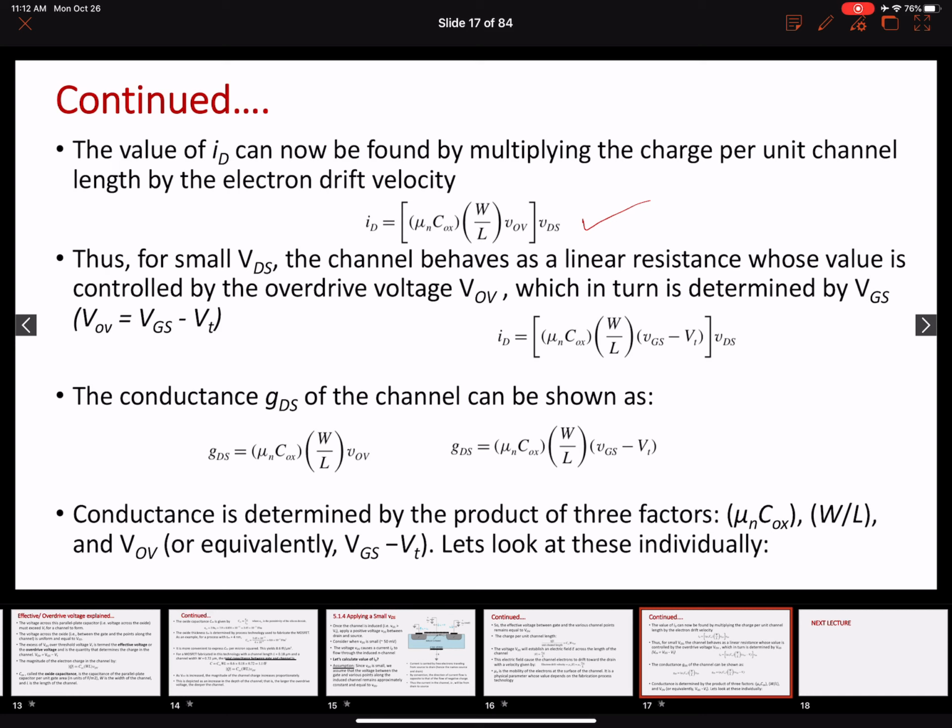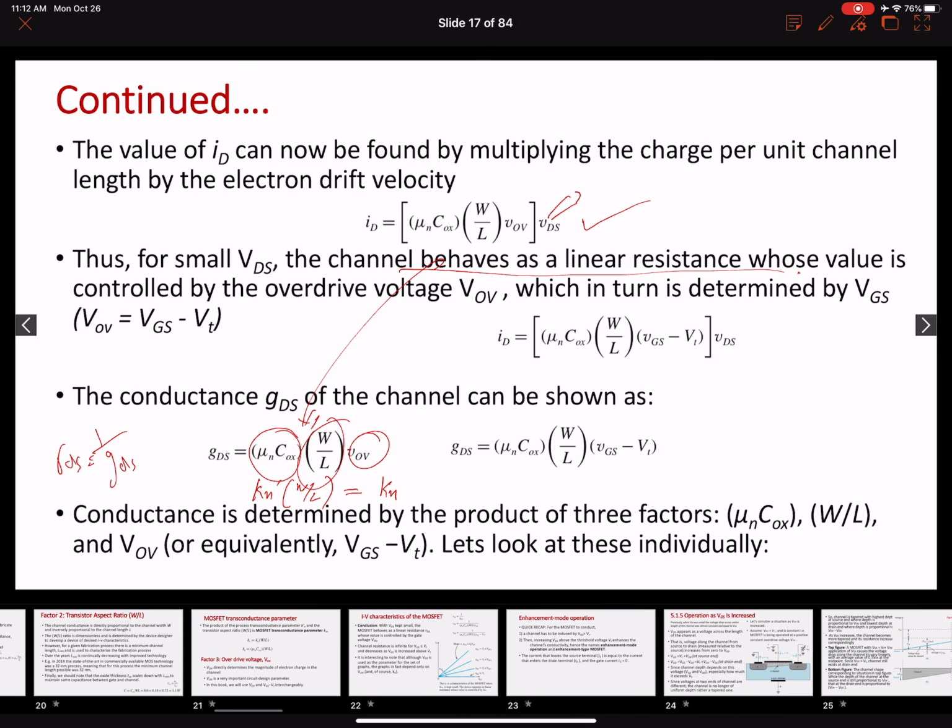We saw that for very small values of VDS, our channel behaves as a linear resistance. The conductance of the channel depends on these three factors: mu and Cox, W over L, and VOV. The resistance of this channel, RDS, is equal to 1 over GDS. These are capital DS. We also talked about how this mu and Cox is called the process conductance parameter, and the product of the process conductance parameter and the aspect ratio W over L is called the MOSFET conductance parameter, Kn. So just remember these notations.